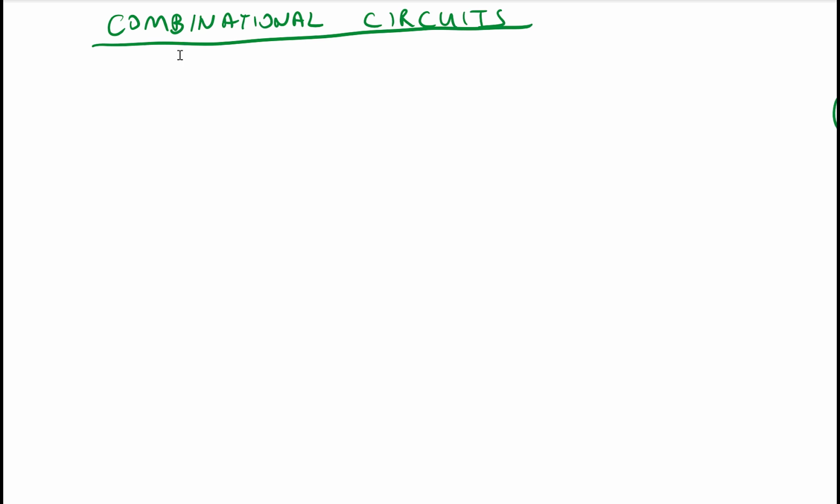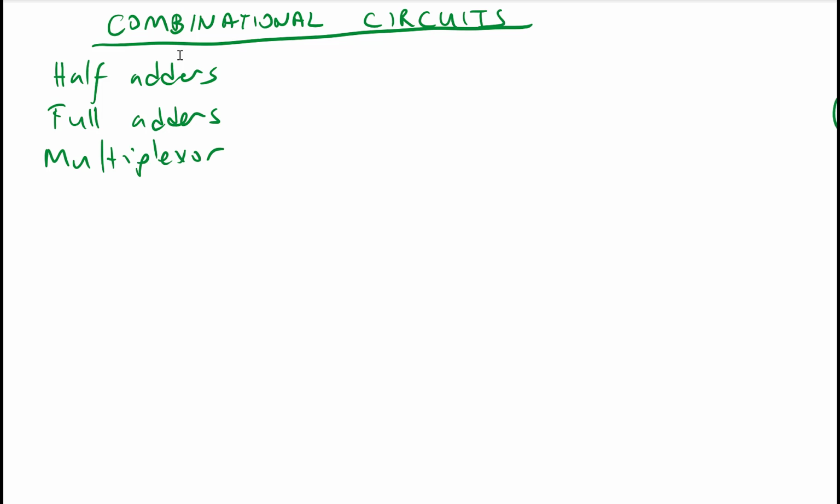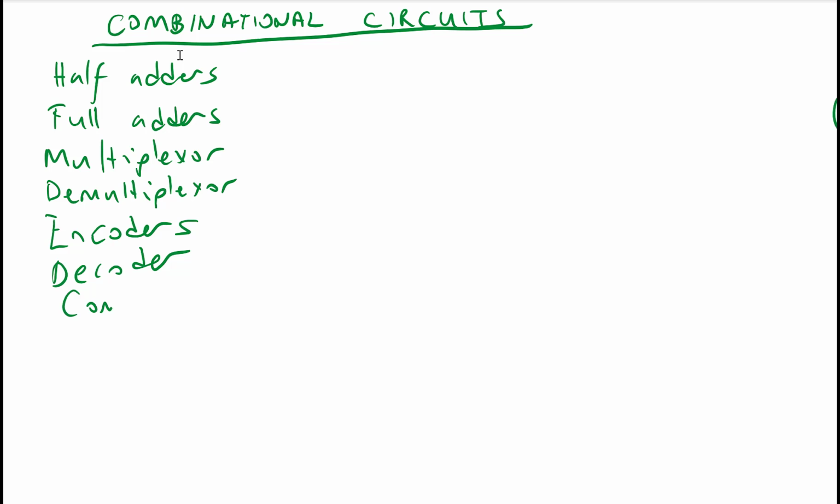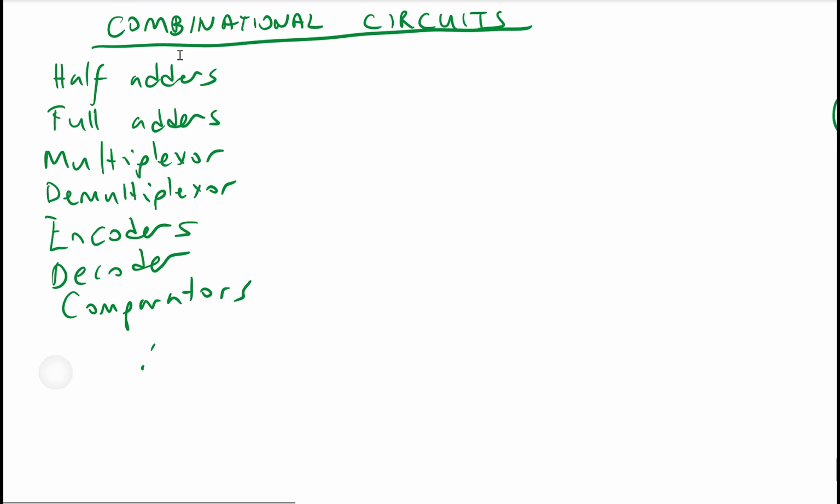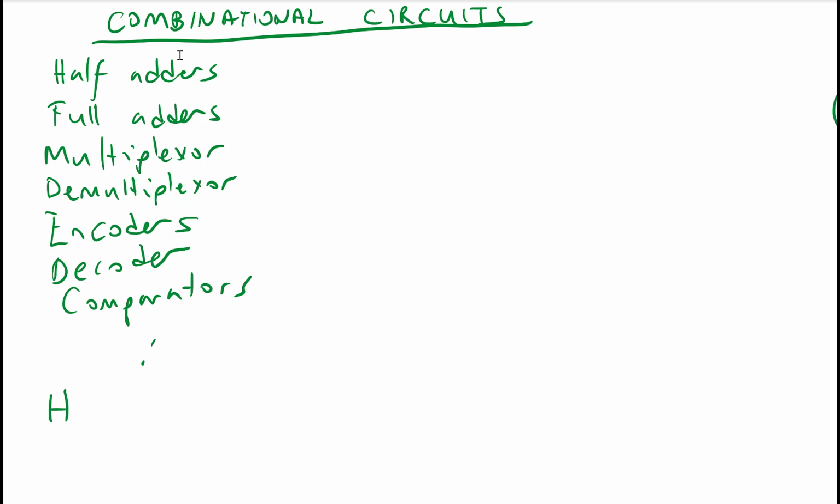So let's start combinational circuits. In combinational circuits, we will be seeing half adders, full adders, multiplexers, demultiplexers, encoders, decoders, comparators, etc. Okay, so let's look at the first combinational circuit. The first one is the half adder.